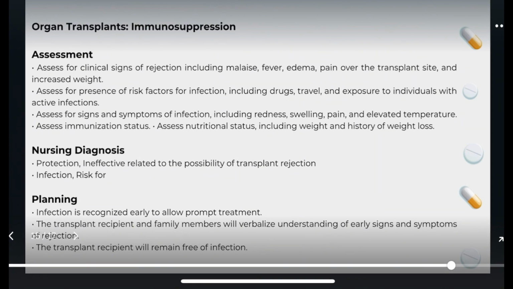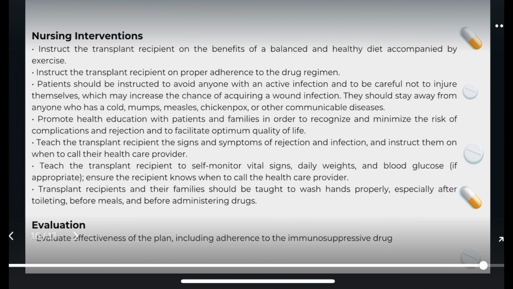For the nursing intervention, instruct the transplant recipient on the benefits of a balanced and healthy diet accompanied by exercise, and on proper adherence to the drug regimen. Patients should be instructed to avoid anyone with an active infection and to be careful not to injure themselves, which may increase their chance of acquiring a wound infection. They should stay away from anyone who has a cold, mumps, measles, chickenpox, or other communicable diseases.